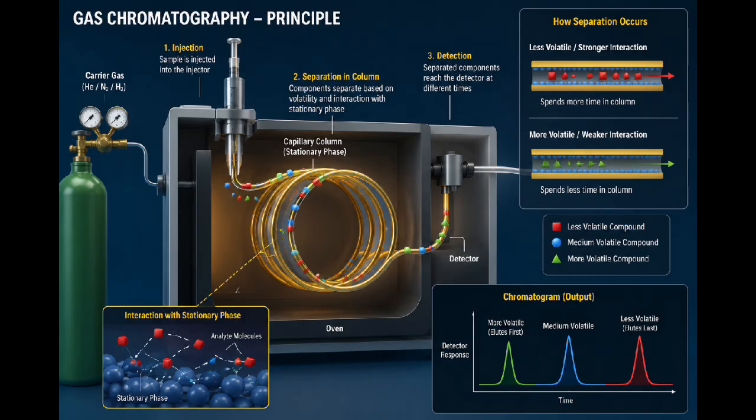The principle of gas chromatography is based on the distribution of compounds between a mobile phase and a stationary phase. The mobile phase is an inert carrier gas such as helium, nitrogen, or hydrogen. The stationary phase is a thin coating inside the column. Different compounds travel at different speeds depending on their volatility and interaction with the stationary phase.